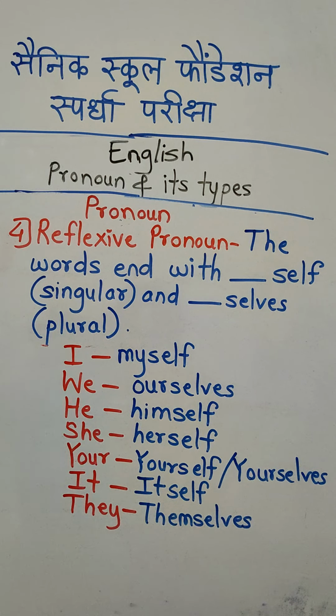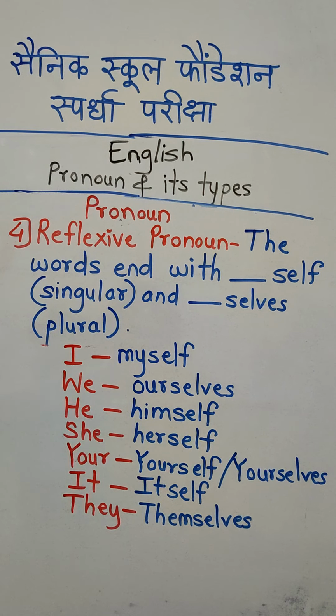And for the pronoun your, we will use the two reflexive pronouns, that is yourself or yourselves, depending on the singular or plural form. Now we will use itself for the pronoun it, and we will use the reflexive pronoun themselves for the pronoun they, because it is in plural form. Depending on this, we can identify the given reflexive pronoun in the sentence.